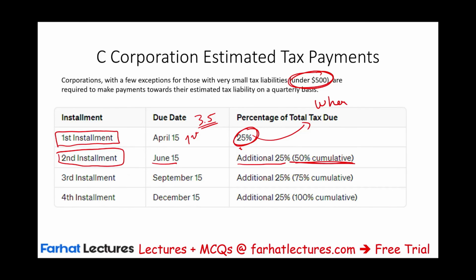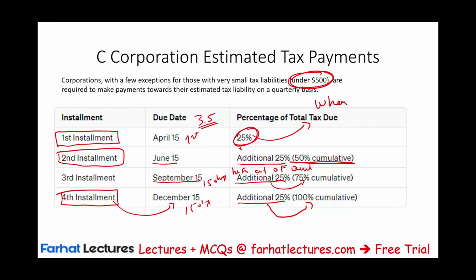The third installment payment is due September 15th. Again, what's special about September 15th? It's 15 days before the end of the third quarter. And here you have to pay an additional 25%, and in total you should have paid 75% of your tax bill. The fourth installment payment is due December 15th. Again, what's special about this? I know I'll keep repeating this. You're going to see why this is important later. It's 15 days before the end of the quarter. You'll pay the last 25%. At this point you would have paid 100% of your taxes.